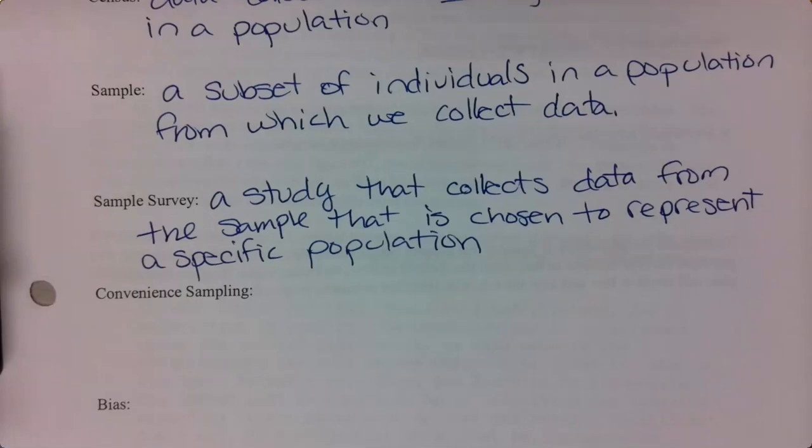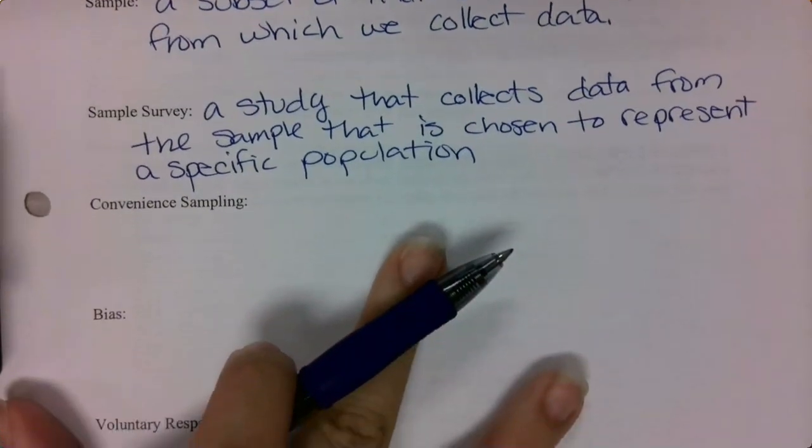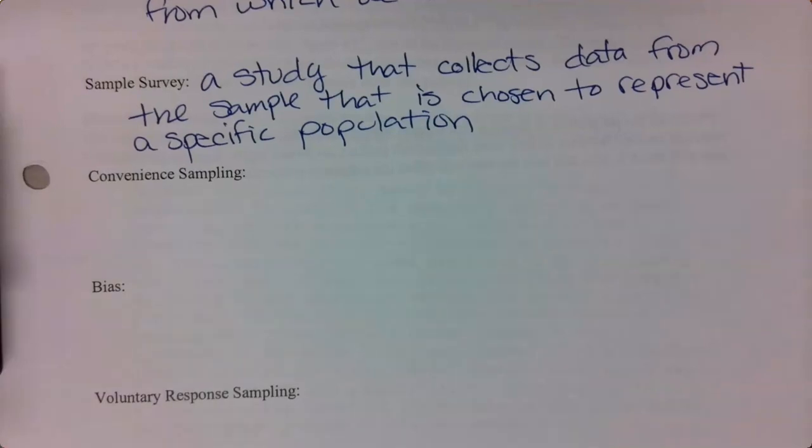So my next word is convenience sampling. Any ideas on what this could be? Sampling people that are easy. So how would it be easy to sample someone? So like going back to my survey where I was going out to lunch and surveying people, a convenience sampling would be just the first 100 people I see in the cafeteria. Why would the first 100 people I see in the cafeteria not be entirely representative of the school?